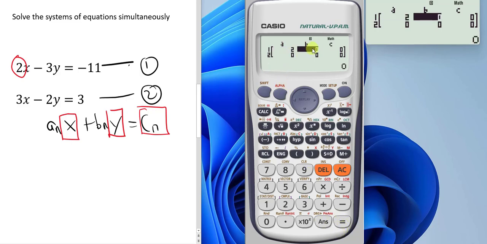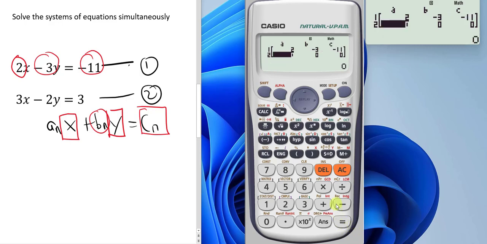The cursor will move to the B. It means the calculator is asking you already for your input for the coefficient of Y. That is this Bn. And if you look at equation 1, the coefficient is -3, not +3, it's -3. So we are going to press on -3 and then we press equal to. The cursor will move to the constant term. And what is our constant term? Our constant term is -11. So once again, we are going to press -11 and we press equal to.